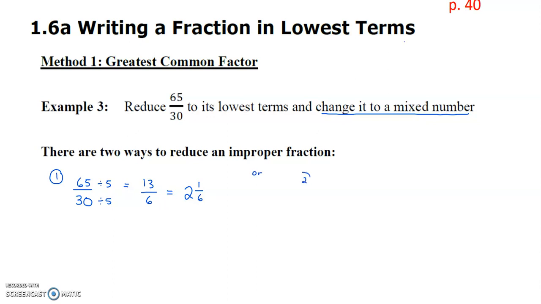Alternatively, what we could do is take 65/30 and change that to a mixed number first. So 30 goes into 65 2 times with 5 left over 30. And then from here we can reduce our proper fraction into lowest terms. The whole number doesn't change, but 5 divided by 5 is 1, and 30 divided by 5 is 6. So we end up with the same result either way.